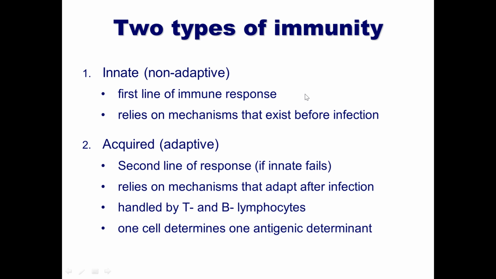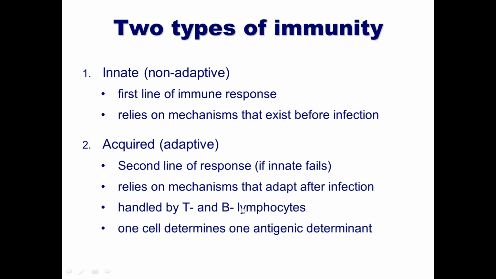This is adaptive immunity, meaning when infection takes place, after that this immunity will occur. That immunity is known as acquired immunity, and this is the second line of immunity. If this innate immunity fails, then this acquired immunity will respond. This is the second line of response, and this relies on mechanisms that adapt after infection.